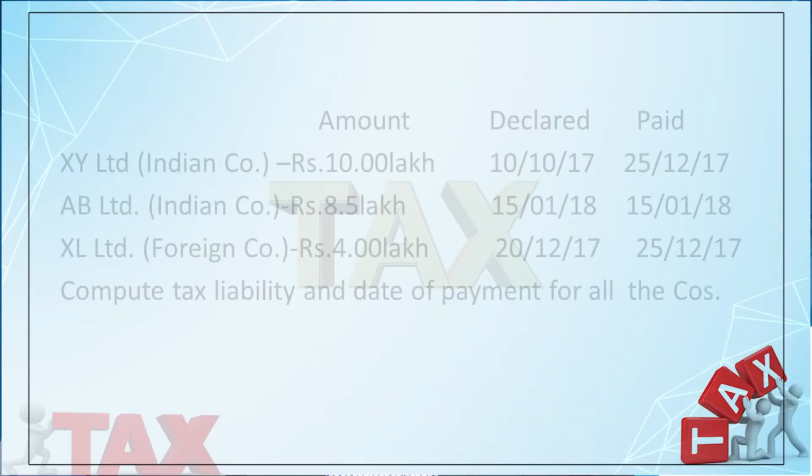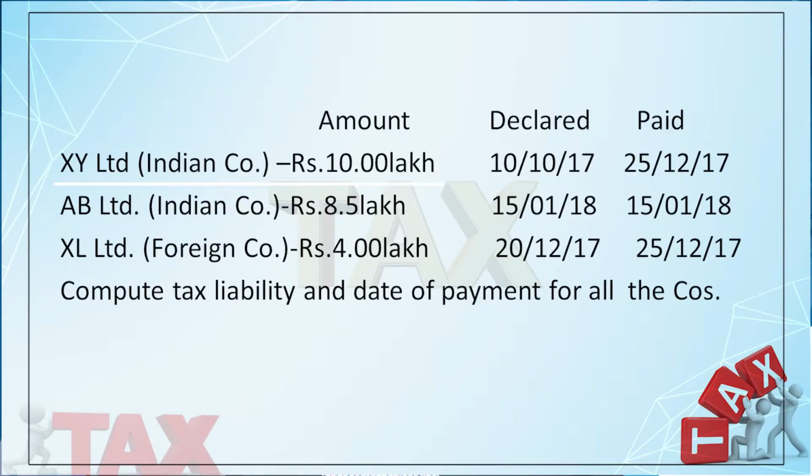Now, calculate the dividend first. We have to calculate the dividend tax only for Indian companies, that is XY Limited and AB Limited. So what would be the amount? As per provision, you have to gross up the dividend first.